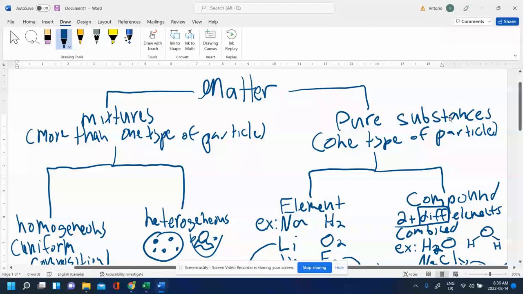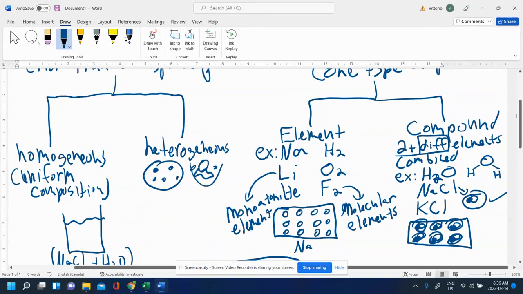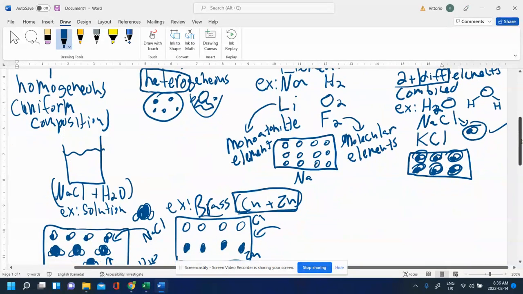So again, a pure substance is one type of particle. A mixture is more than one type of particle. So there are different particles available. And if you can see the different particles or the different parts of the mixture, we call that a heterogeneous mixture, meaning different, like a chocolate chip cookie or a salad. And if you can't see the different parts, if it looks like it's pure, but we know it's not deep down, then we say it's a homogeneous mixture. Homo meaning the same, looks uniform throughout.